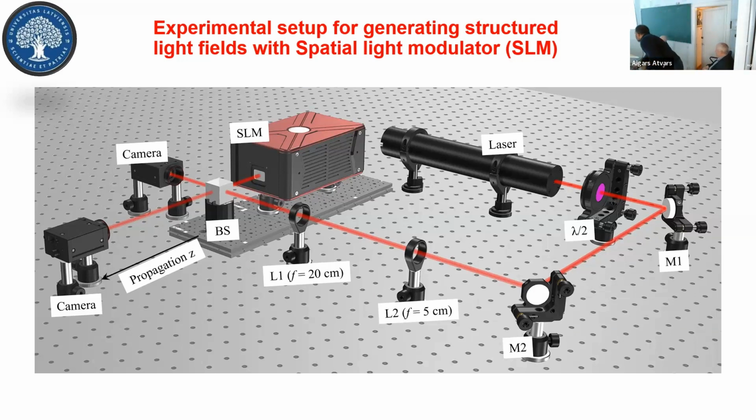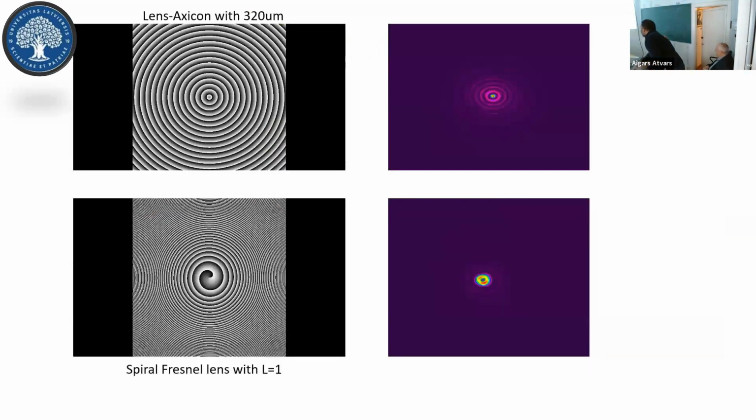Let me explain in a simple way the advantage of the spatial light modulator. See here, I have developed some phase masks. This is an Axicon and this is a spiral Fresnel lens. An Axicon is a kind of diffractive optical element which can convert a Gaussian beam into a Bessel beam. Bessel beams are non-diffracting beams. What does non-diffracting mean? Beams which can propagate over a longer distance in free space or a turbulent medium without any intensity variation are called non-diffracting beams.